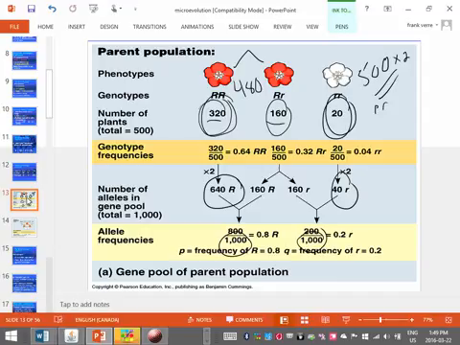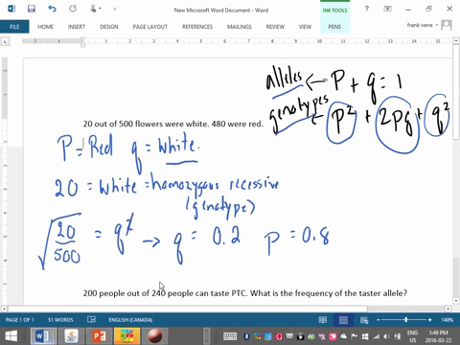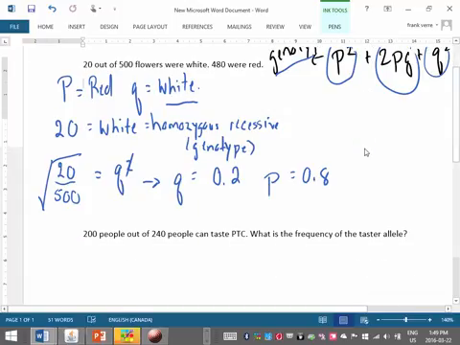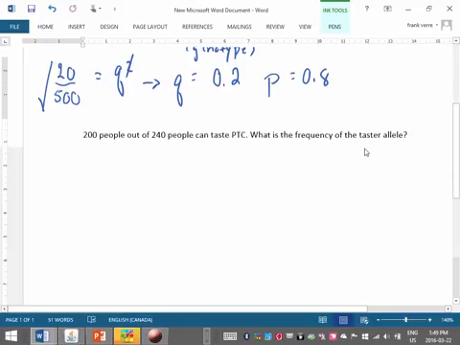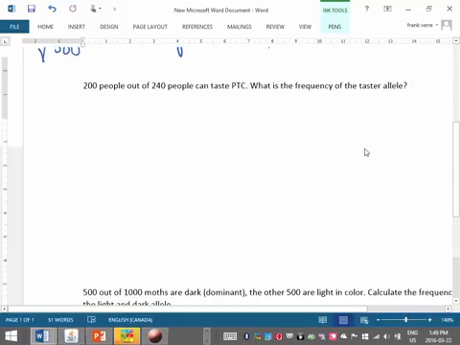You're not going to get the breakdown of your homozygous and heterozygous. You might, but you might not. So the way you figure it out is by using this equation, the Hardy-Weinberg equation. So let me show you another example using the exact same logic. Remember our taster lab? Okay.